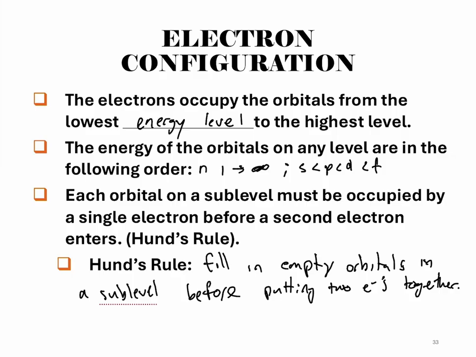The main takeaway is we're filling in electrons from lowest energy to highest energy. You fill in the lowest principal energy level first, then you fill in the sublevels according to this order: s first, then p, then d, then f. And as you're filling in those sublevels, you fill in each orbital with one electron before you start pairing electrons with each other. And that's what Hund's rule states.